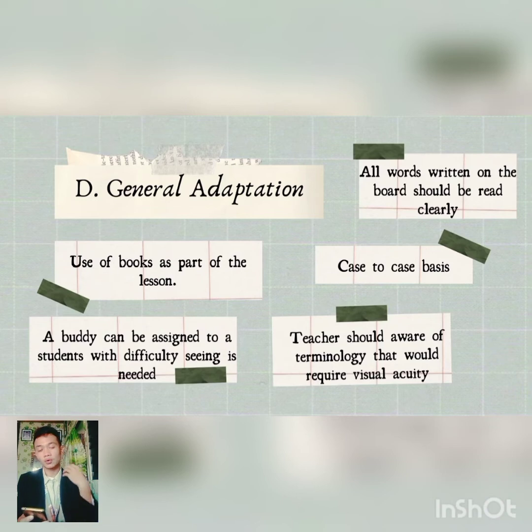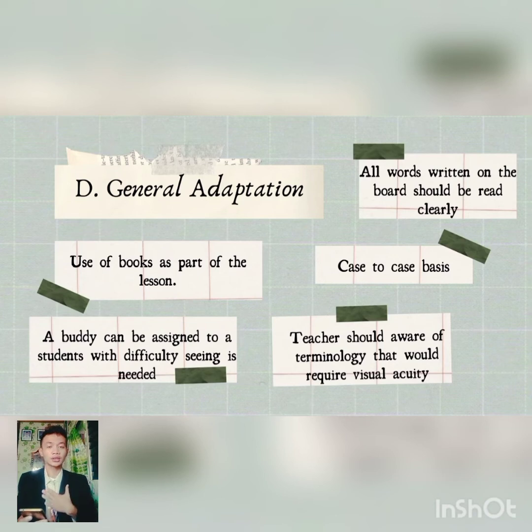Next, all words written on the board should be read aloud and made clear, so that students who experience difficulty in seeing will not be hindered and can easily know the directions written on the blackboard. Students with difficulty seeing should be seated near the board so that they can easily move close to the instructional materials used during the lesson.